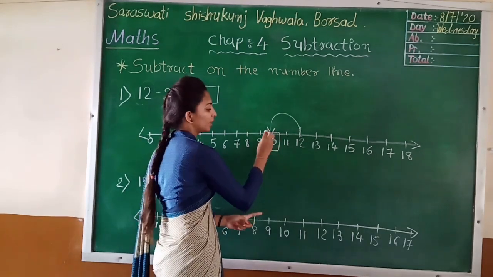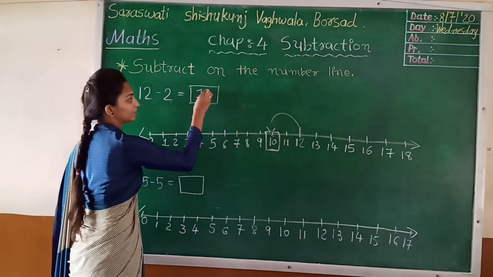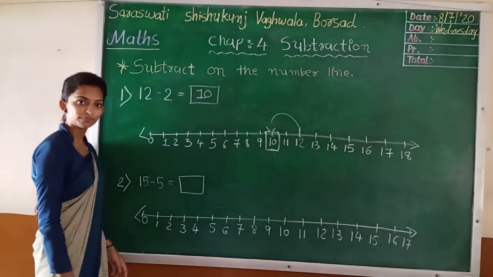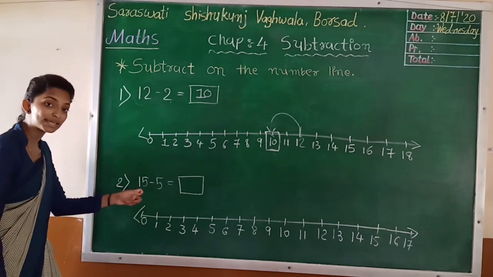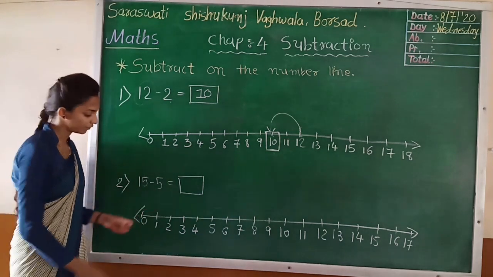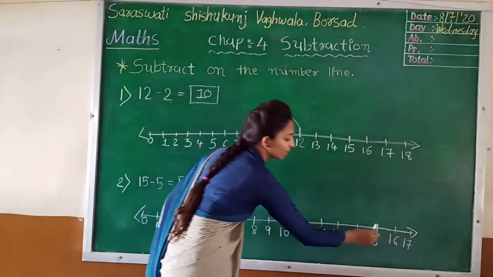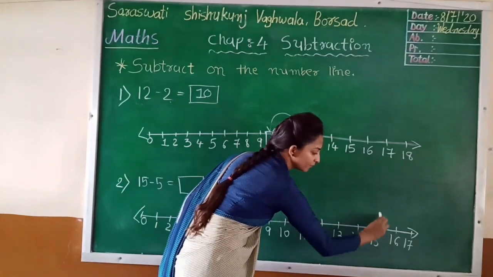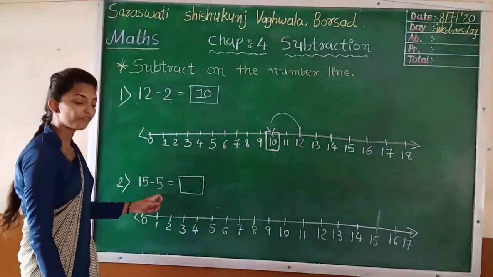number come? 10. So write here 10. Understood? Let's see another example. Which number is this? 15. 15 minus 5. See on the number line where 15 number comes? Here. You can see 15 minus 5.